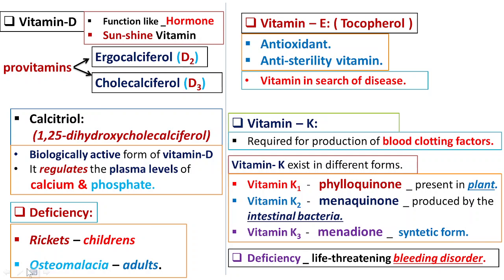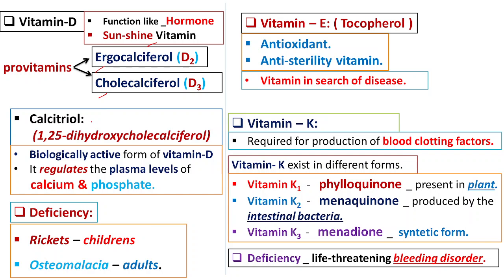Next, coming to vitamin D, right? What is vitamin D? We call it the sunshine vitamin. Why? Because in the morning sunlight, the UV rays present in sunlight help to produce vitamin D in human skin, and it also functions like a hormone. The provitamins are ergocalciferol, vitamin D2, and cholecalciferol, D3. These two are the provitamins of vitamin D.